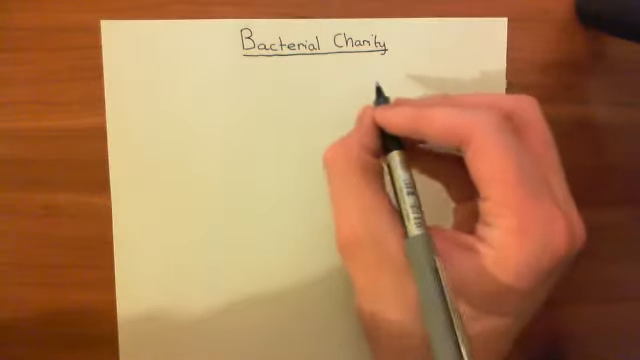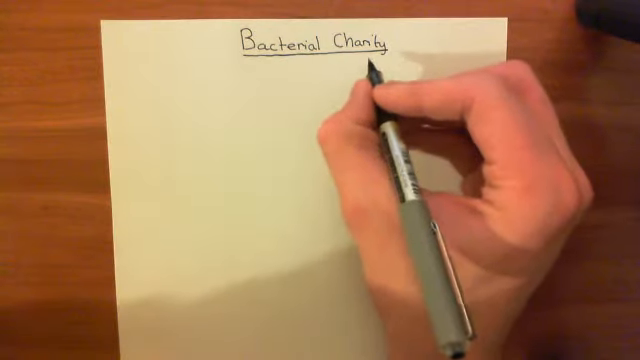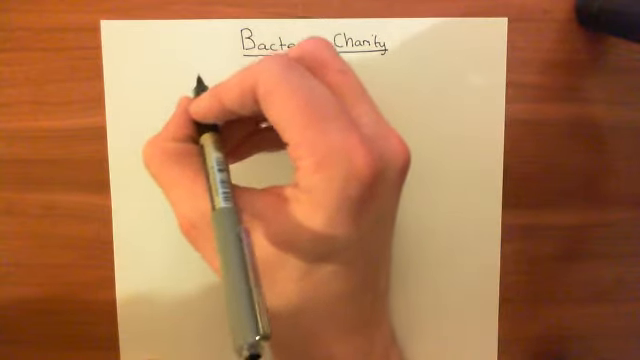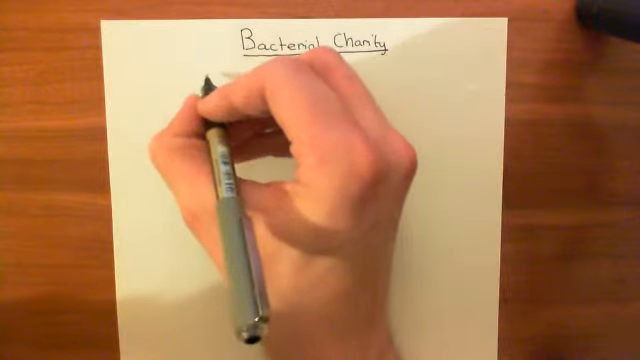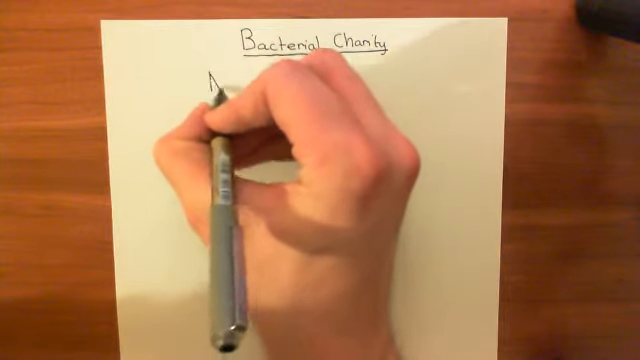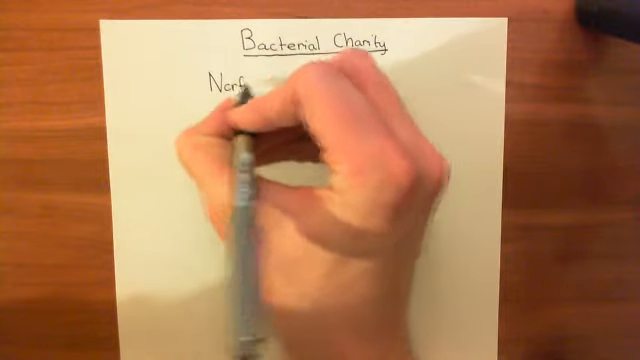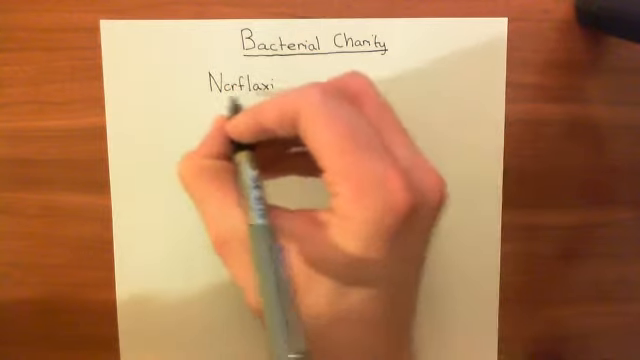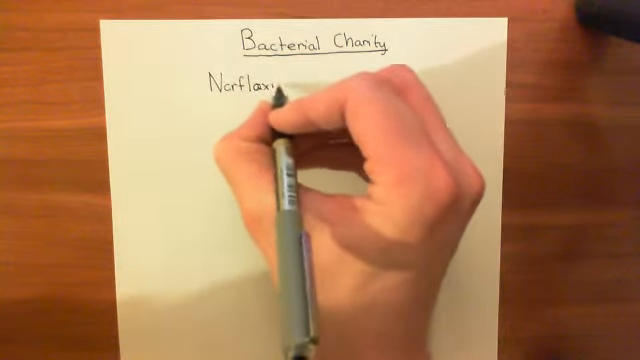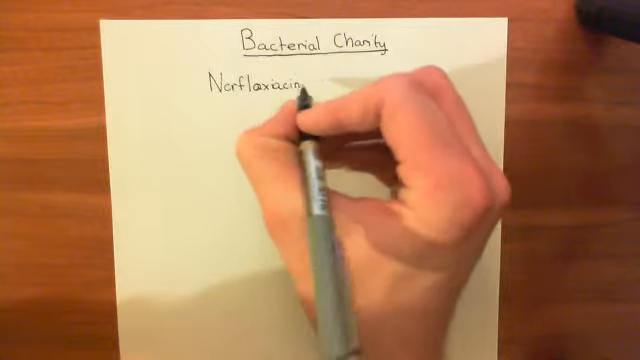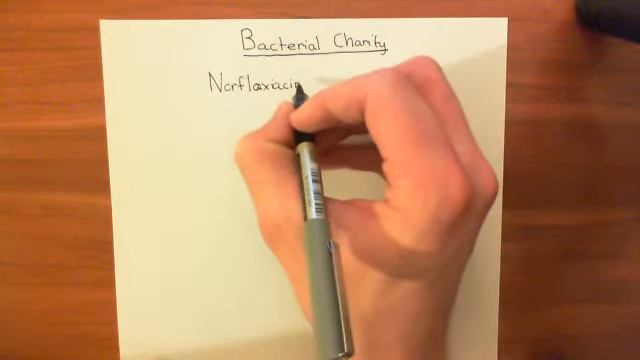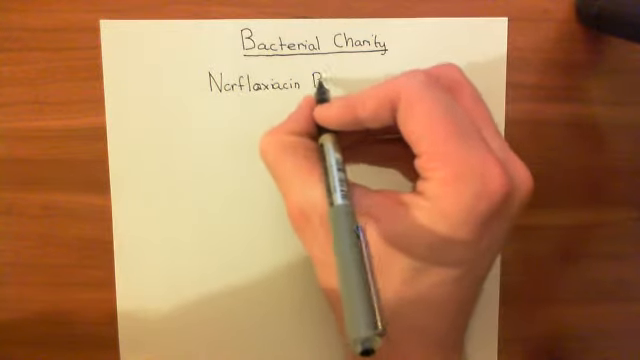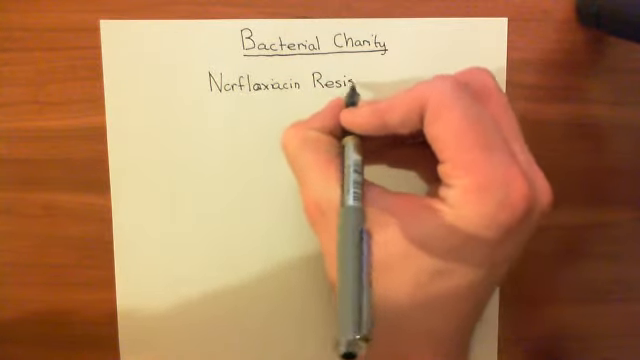So bacterial charity is a phenomenon that has so far been seen mainly in the archetypal example, the original experiment that demonstrated it: Norfloxacin resistance in Escherichia coli, so in E. coli. Is that how you spell Norfloxacin? Yes, that is how you spell Norfloxacin. Norfloxacin resistance in E. coli, basically.